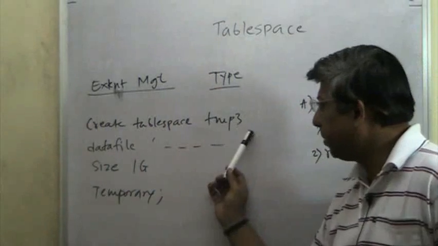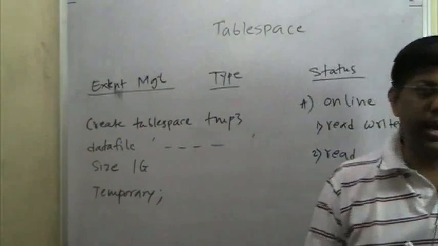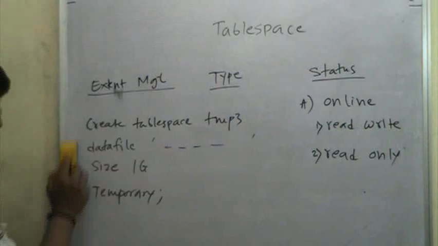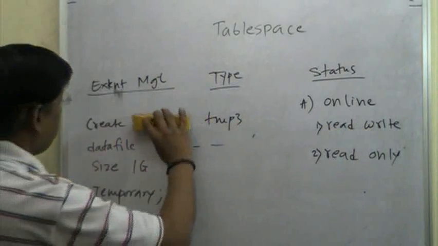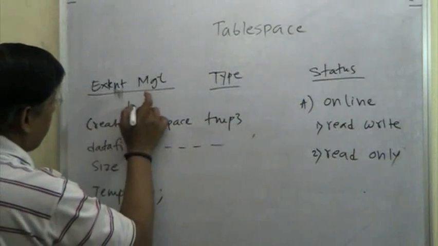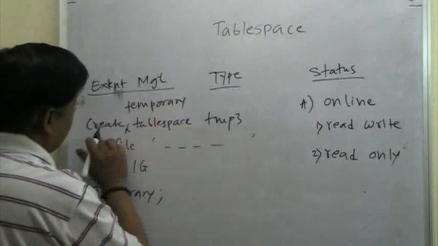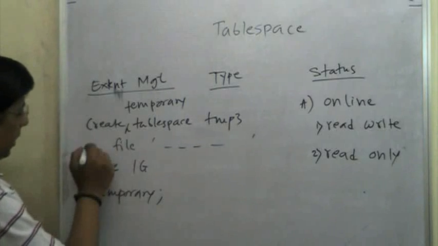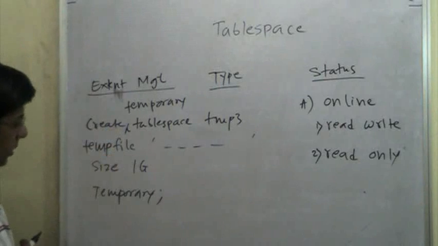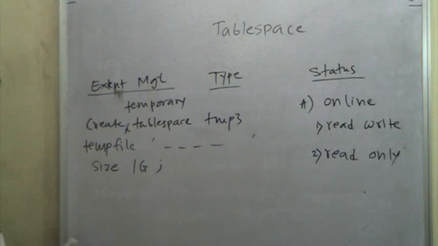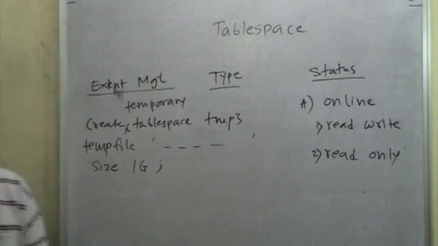Okay, create table space temp3. Everything is the same, just you add the word temporary at the end. Or another syntax. I will just change this now. Another syntax is create, and after the create, you add the word temporary. Create temporary table space temp3, and then instead of data file, you say temp file. And when you say this, you don't have to specify the word temporary at the end. So these are the two ways of creating a temporary table space.